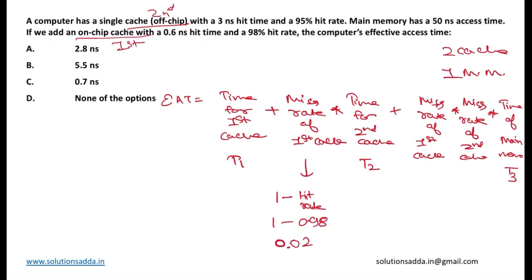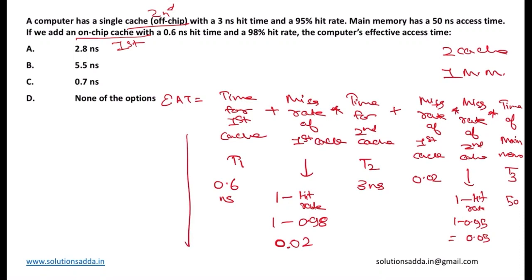Time for the first cache is given to us as 0.6. We are considering the on-chip cache as the first cache. Time for the second cache is given to us as 3 nanosecond. Miss rate of the first cache, just now we have calculated, is 0.02. Miss rate of the second cache is again 1 minus hit rate. So that is 1 minus 0.95, which equals 0.05. Time for main memory is given to us as 50 nanoseconds.